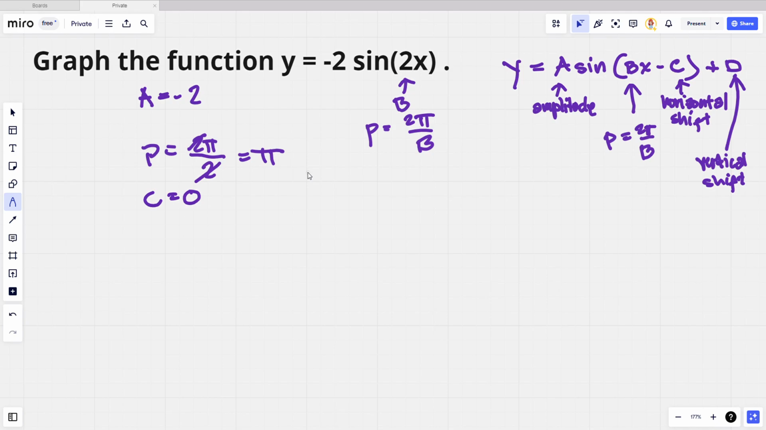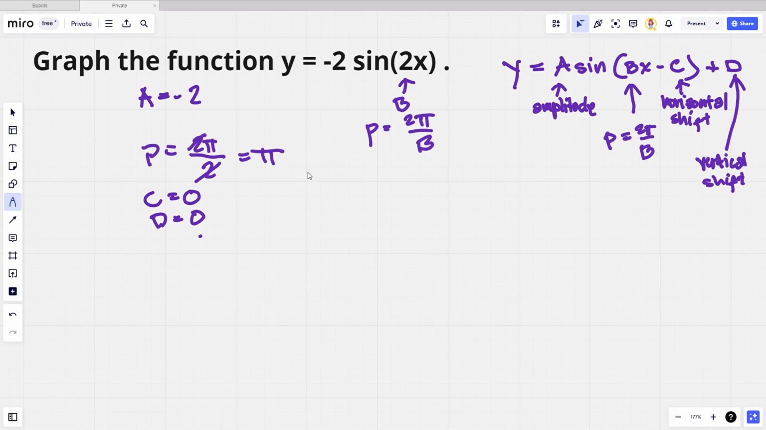Notice that we don't have a minus c in the given, so automatically that means it's 0. And it's the same with d. It's just equal to 0 because we don't see anything added to the sine function, right? So that's it. We have these given values. We can now graph our function.